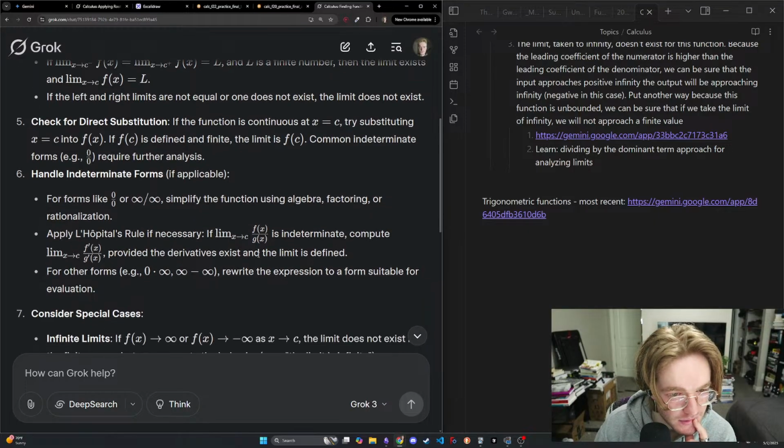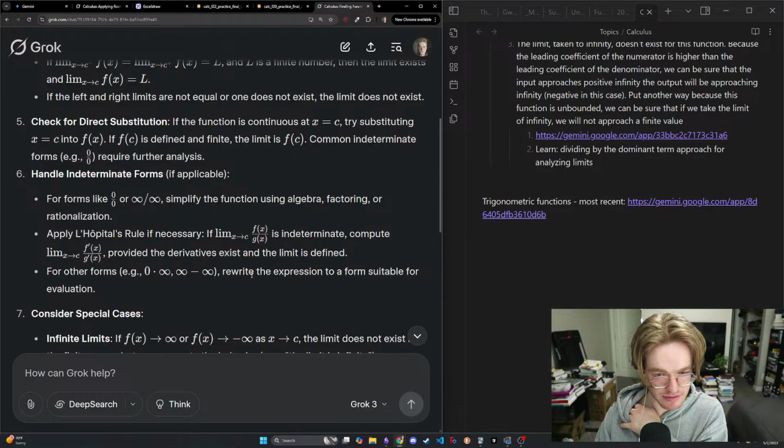Okay. The function is continuous at x equals C. Try substituting x equals C into f of x. If f of C is defined as finite, the limit is f of C.